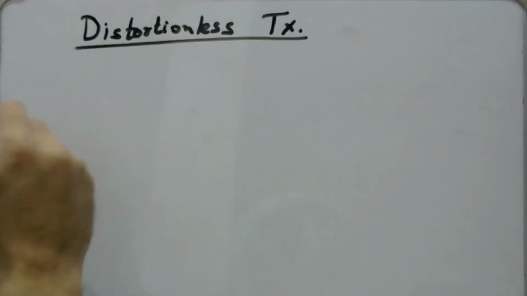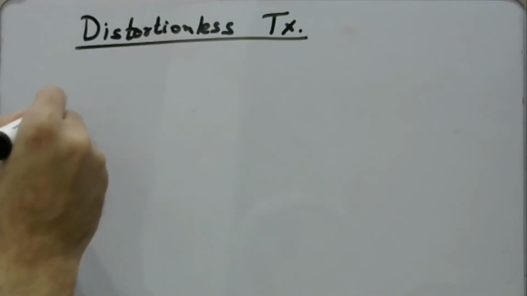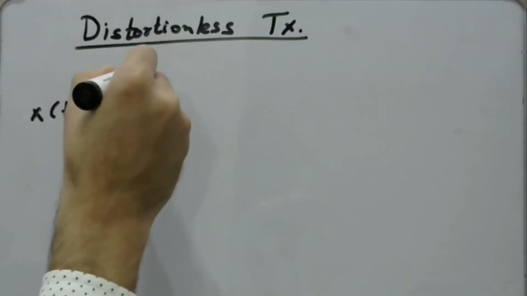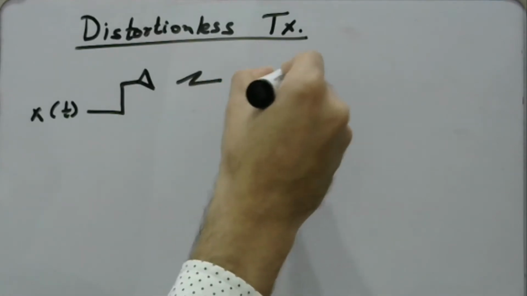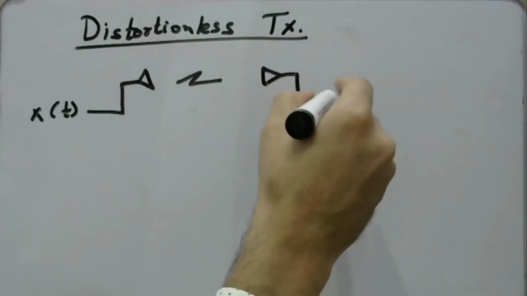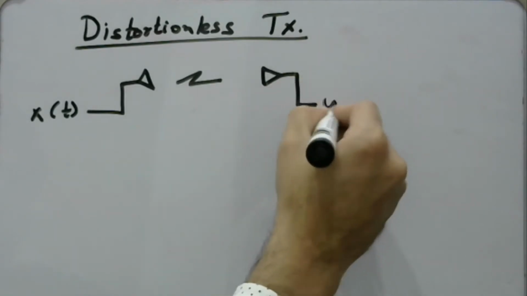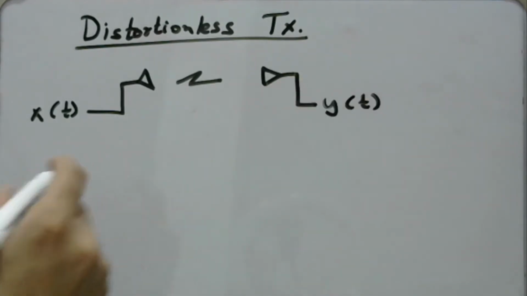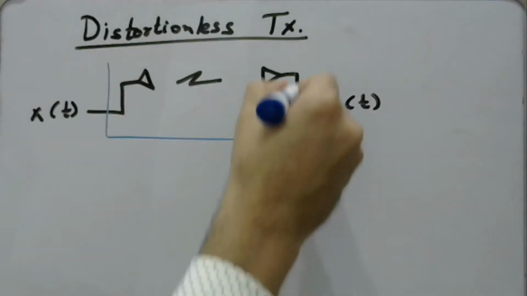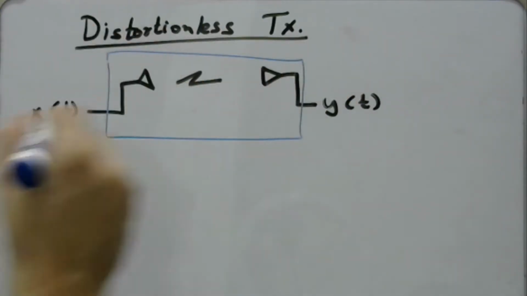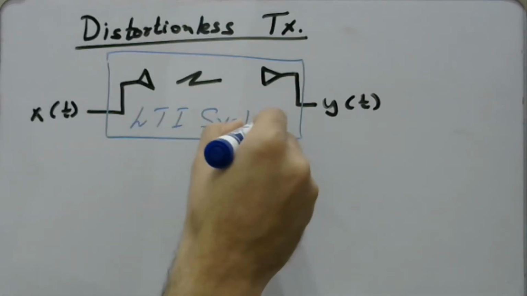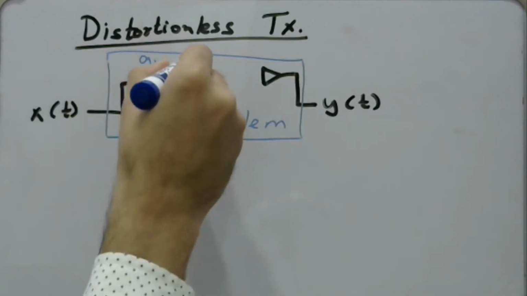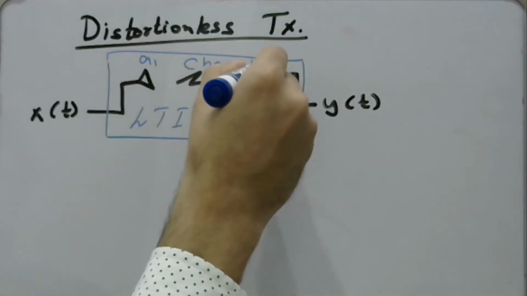So let us visualize one communication system whereby we have a message signal x of t, and we are sending it over the air by means of an antenna, and at the other end of the transmission we have y of t. Now this end may represent a linear time invariant system which includes antenna 1, channel, antenna 2.